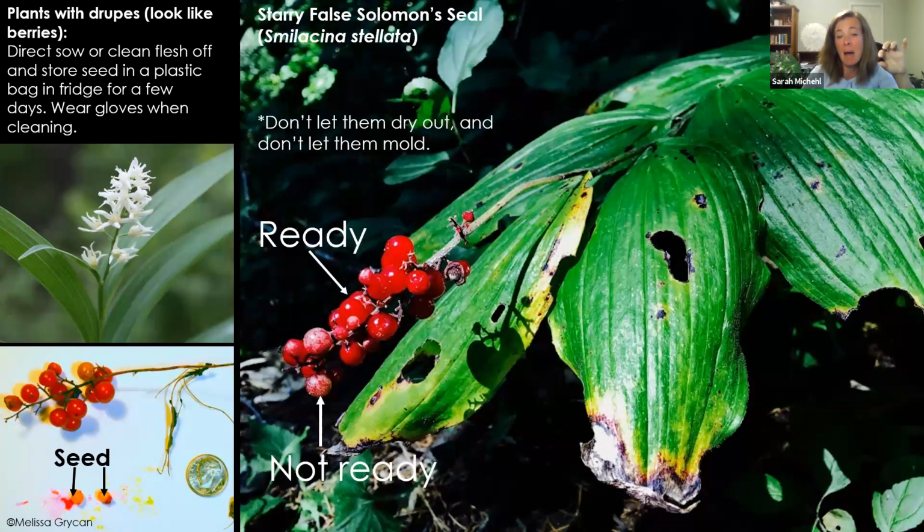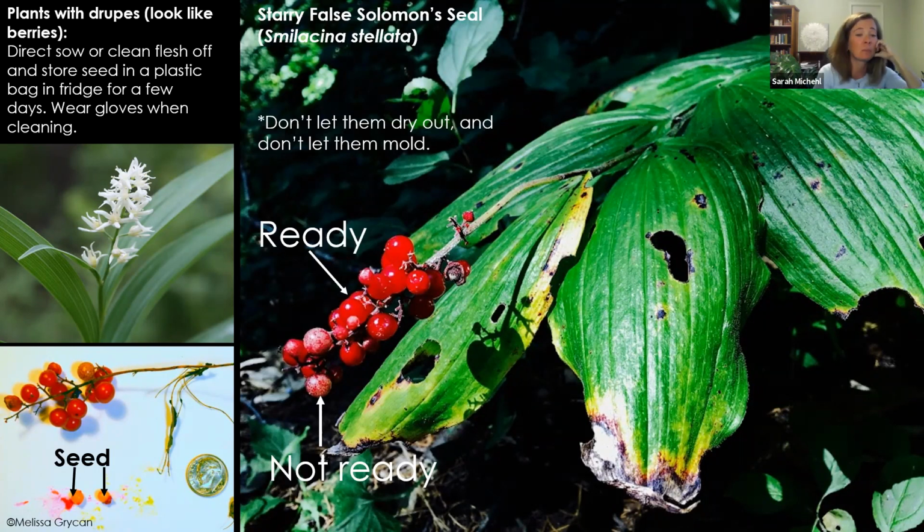The ones that are that mottled red and white color where it says not ready, when you touch them, they're going to be really firm. And plus they're not that deep red color yet. All right. And it's not a huge deal if you end up collecting a few that are not ready yet. Not the end of the world, you guys. You don't have to be perfectionists about it.